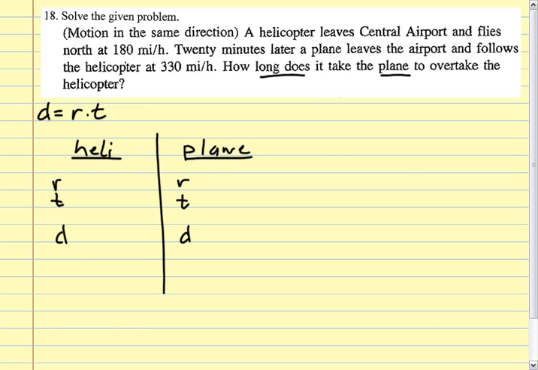Now, Dylan, what's the rate for the helicopter? 180. Okay? Dylan, what's the rate for the plane? 330. Now, what are we looking for, Dylan? The time for the plane. So I'm going to let the time for the plane be t. Okay? Now, the plane left 20 minutes later. So how can I represent the helicopter time? T minus 20. Not t minus, plus 20.